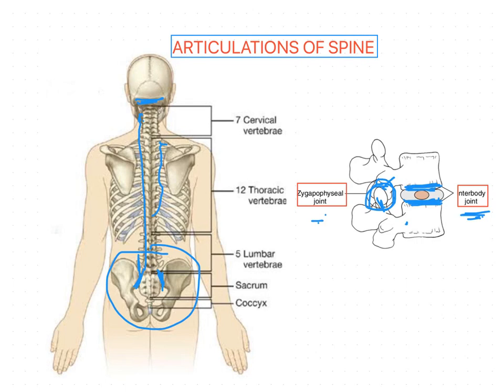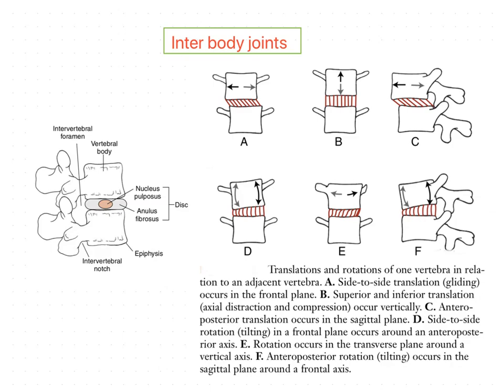Now we will see the interbody joints in detail. Generally the type of joint is cartilaginous. Here the joint is formed between the vertebral body and the interposed disc. Such joints are called interbody joints, or we can call them intervertebral joints.